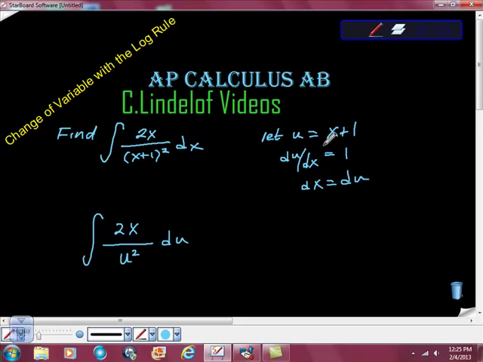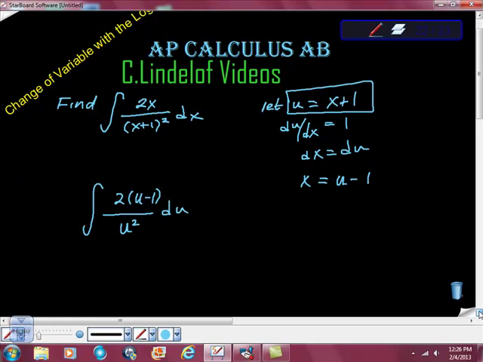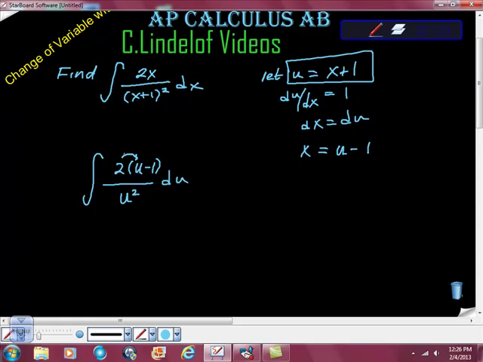So what I decided to do is I took this piece up here, and I solved it for x. And I got x is equal to u minus 1. So then I sub this in, and this is 2 times (u minus 1). Now I have the whole thing in terms of u, which is better for me. I went ahead and distributed this in, and you can do it either way you want, and I got 2u minus 2 over u squared du.